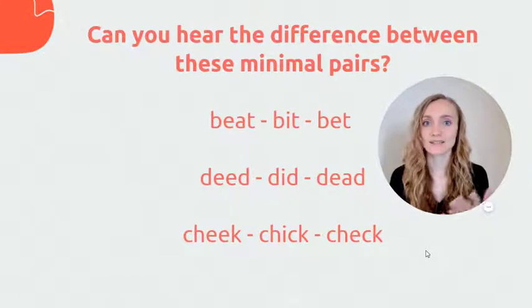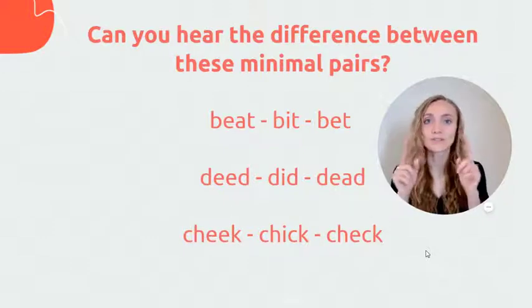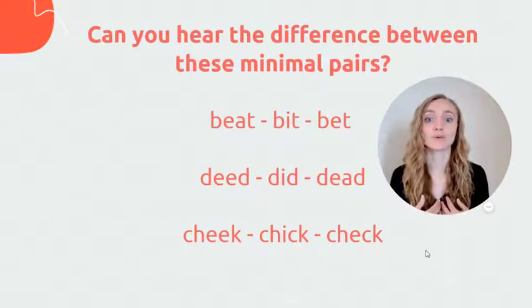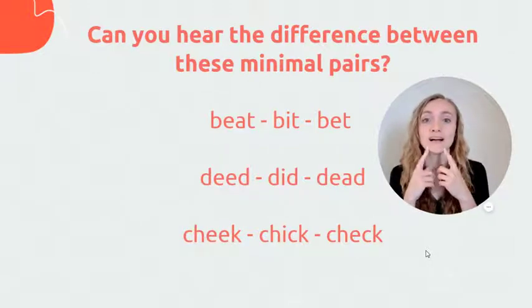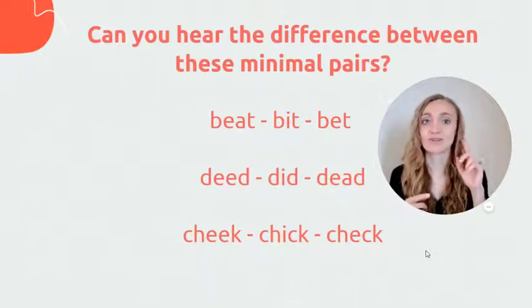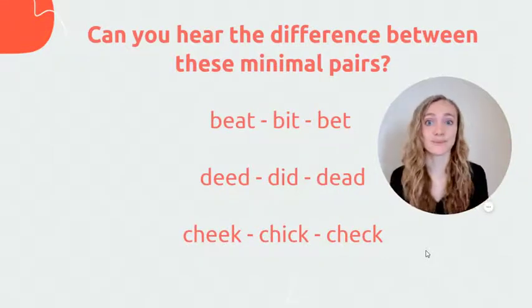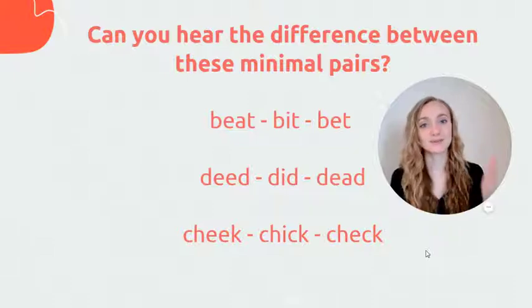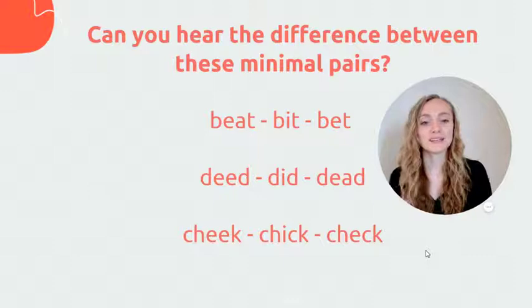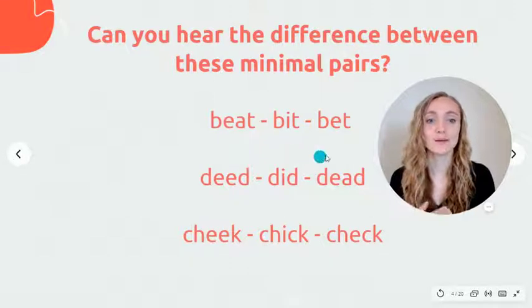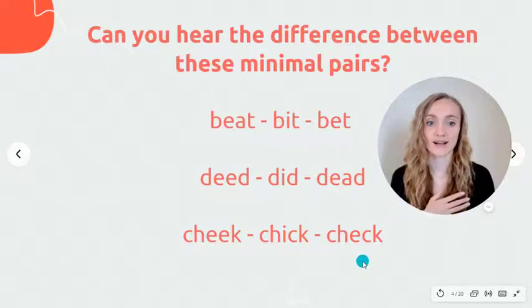It'll be more obvious as we go through this video why they're different, especially if you are like a visual learner. I'm a visual learner, for example. So when I can see a difference in how my mouth moves, for example, it helps me hear the difference too. So if it's hard for you to pick up on just the sounds, don't worry. I'm the same way, but what I'm going to show you later in this video will make everything really clear, okay? So in these vowel pairs, we have beat, bit, bet, deed, did, dead, cheek, chick, check, okay?